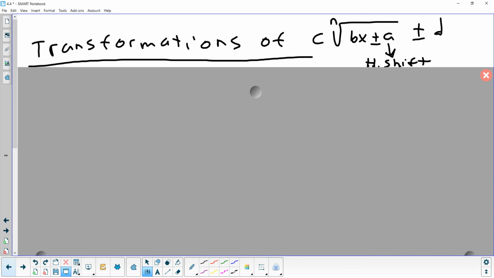We've written this in detail before, but can anybody remind me if you have a plus, which way does that move the graph? Tyler? Left. Left. That's important. It's the opposite of what you would think. Plus moves it left, a minus would move it to the right.